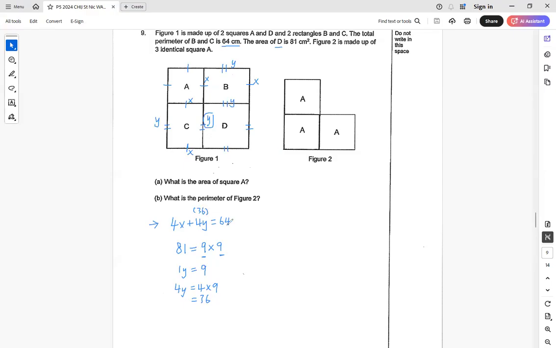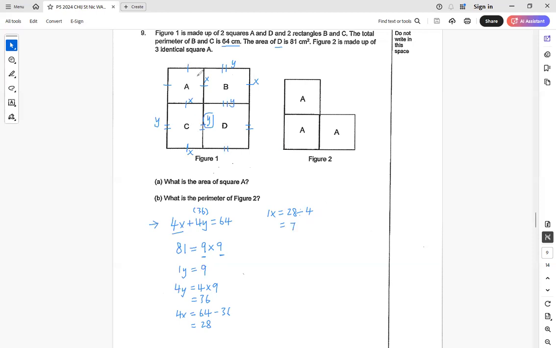Okay, 4x plus 36 gives you 64. So to find the 4x, we just need to take the total, which is 64, minus the 36. So let's write that down as well. 4x will be the total perimeter of 64 minus the 4y, which is 36. That will be 28. So once we find 4x is 28, we can find 1x. Okay, let me continue here. 4x will just be 28 divided by 4. So 1x will be 7 cm.